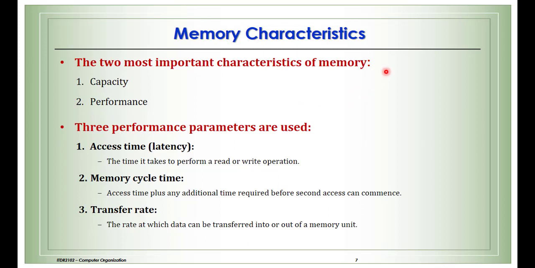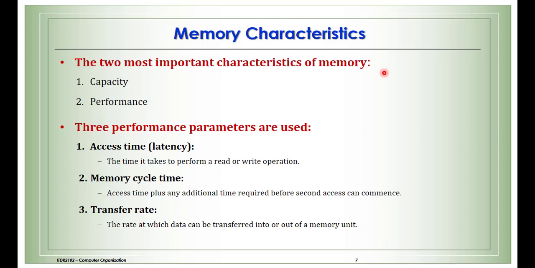Again, for the memory characteristic, we have two important characteristics of memory. First, the capacity, which is the size, then the performance. The capacity is how many bytes or kilobytes or megabytes, etc. of data can be stored in the memory. And the second is the performance.